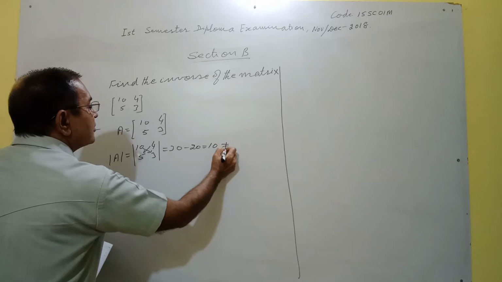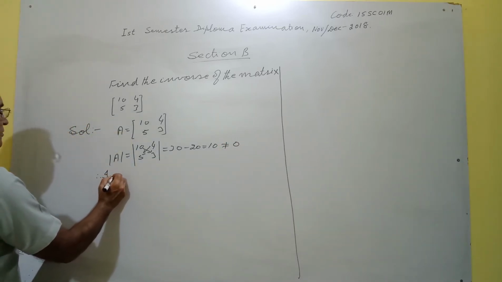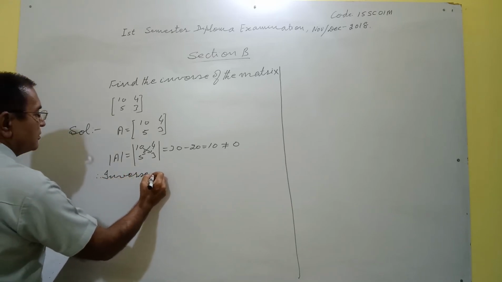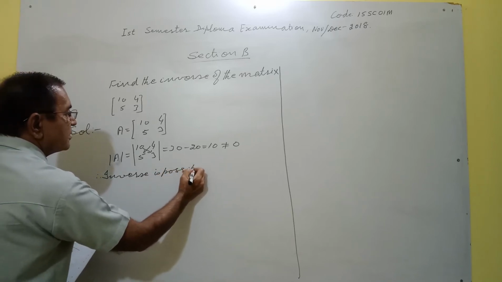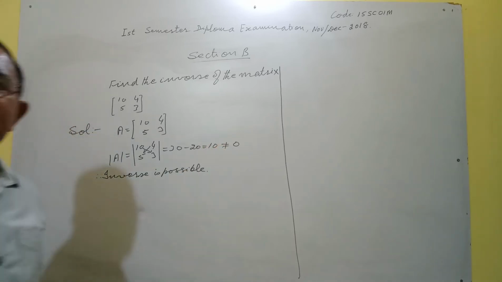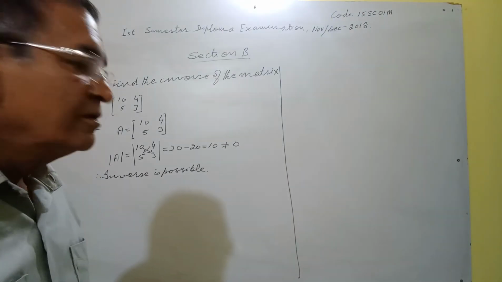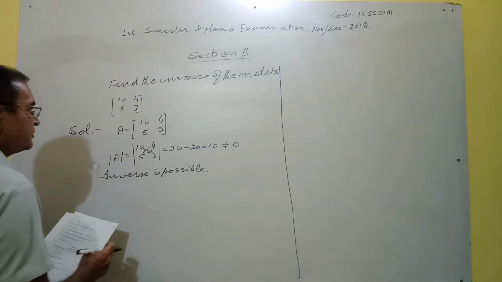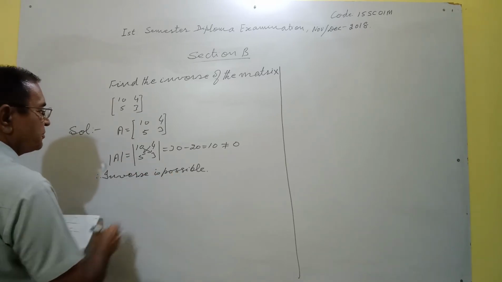10 is not equal to 0. Therefore inverse is possible. If it equals 0, you can directly write that inverse is not possible. So here we are not getting 0, it means inverse is possible. If 0, inverse is not possible. So here it comes out to be possible.